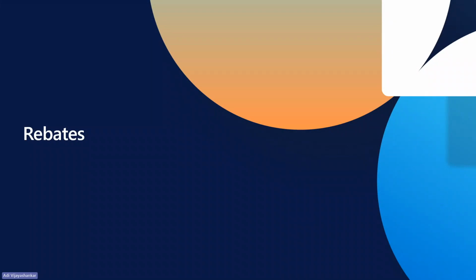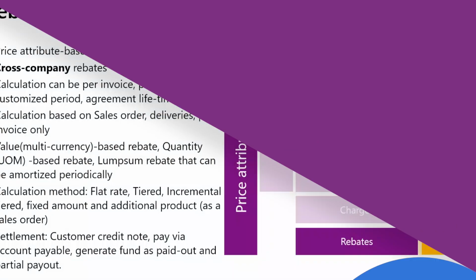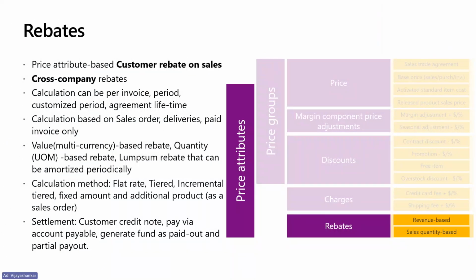Rebates. The rebates process in Dynamics 365 Supply Chain Management enables you to define rebate deals and perform accounting for rebates based on the given validity period. Rebate management capability in Unified Pricing Management builds upon what has already been available in Dynamics 365 Supply Chain Management by introducing rebates based on price attribute.